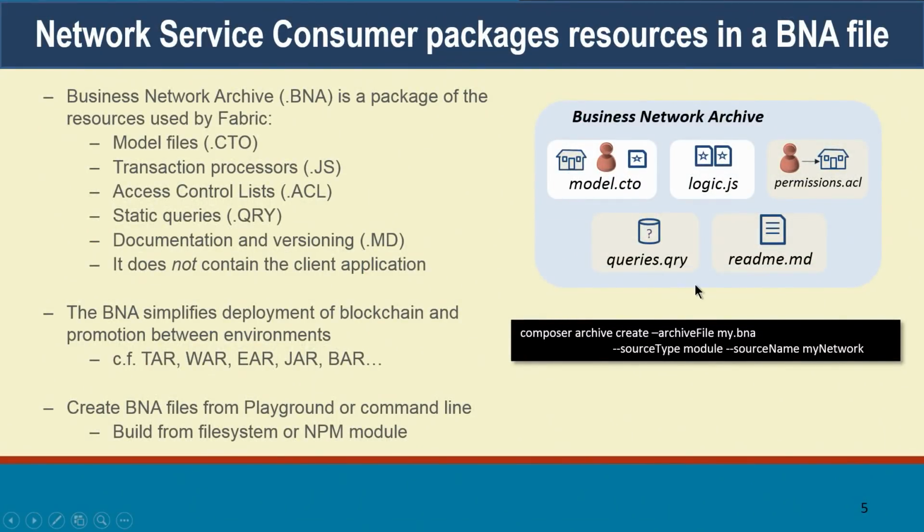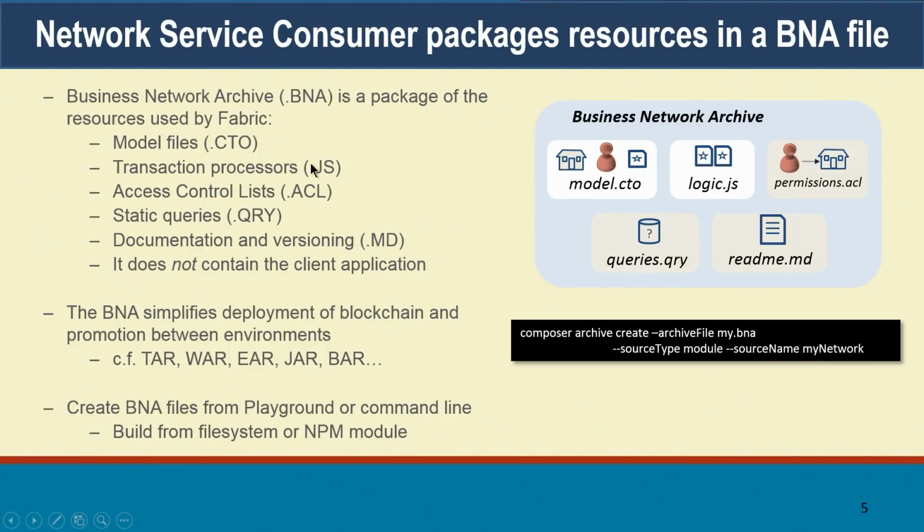Now let's talk about the business network archive. This is the BNA file. The BNA file consists of the following, all of which we talked about in the previous lecture. It includes the model files, called CTO files. This includes your data elements: the assets and participants are all defined in your model files.